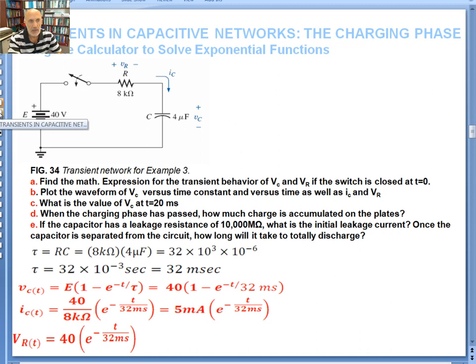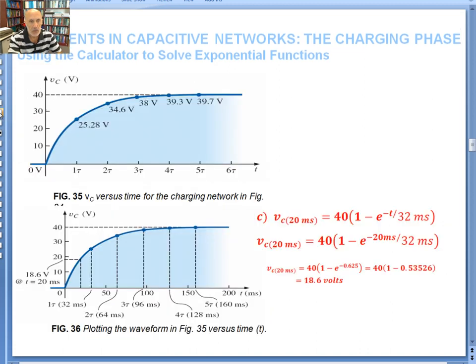Let's see what happens after 20 milliseconds. So you have the equation. The voltage is going to start out at 0. It's going to reach 40 volts at 5 times the time constant, which is 5 times 32, about 160 milliseconds. So they want you to plot it versus the time constant, and also versus time. After 160 milliseconds, that cap is completely charged up.